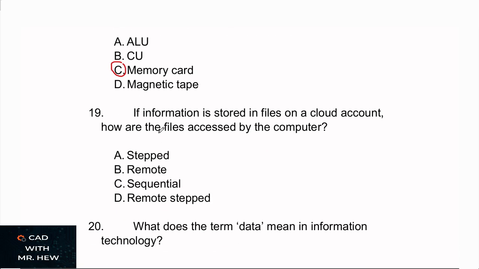All right, let's go to question 19. If information is stored on files on a cloud account, how are the files accessed by the computer? We have A, stepped, B, remote, C, sequential, D, remote step. The correct answer is C.